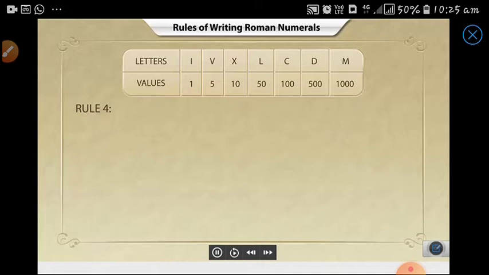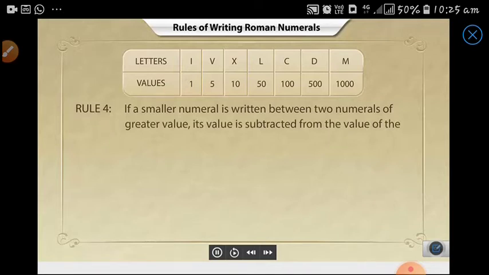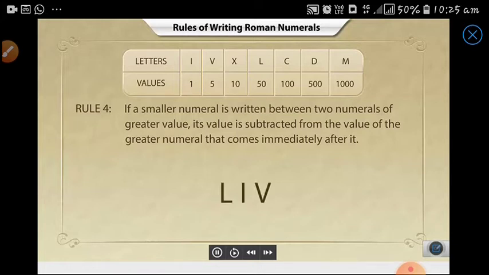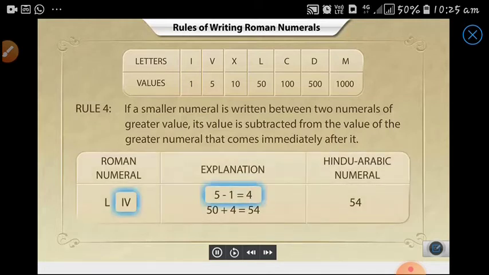Now we come to another interesting rule. If a smaller numeral is written between two numerals of greater value, its value is subtracted from the value of the greater numeral that comes immediately after it. Oh, look what I found, Professor. In this, a smaller numeral represented by I is placed in between the larger numerals L and V. So, we subtract 1 from 5 to get 4. Then, we add 4 to 50, which is the value of L, to get 54.